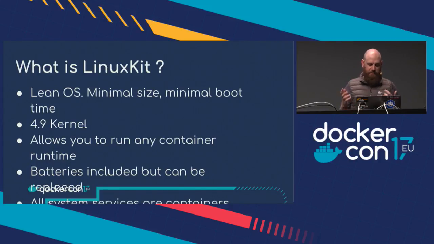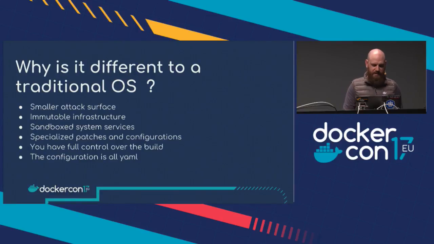Batteries are included, but can be replaced. What it means is that the people on the LinuxKit project have a whole heap of containers pre-built for you, for an init system, for containerd, for the kernel. You don't have to use them. You can build your own, or you can take the ones that are already being built. As I said, the formatting is bad, but all system services are containers.